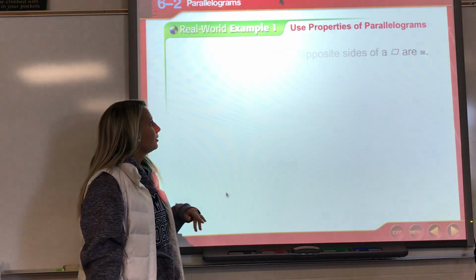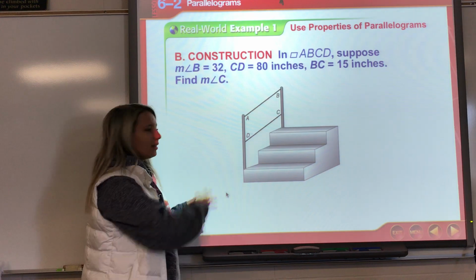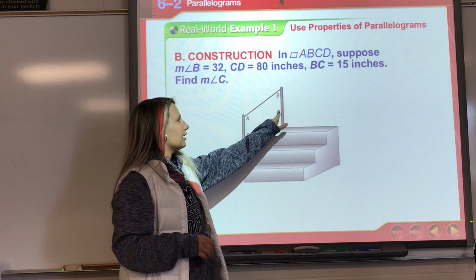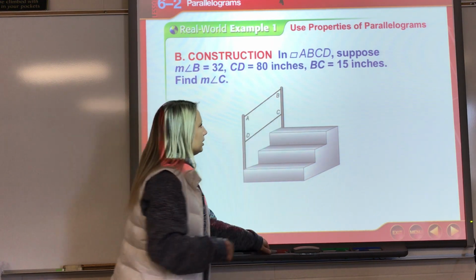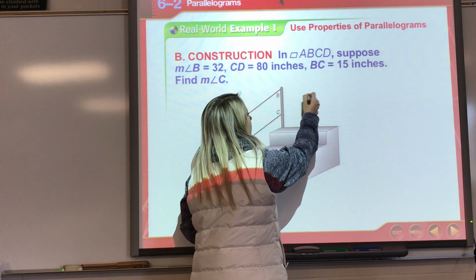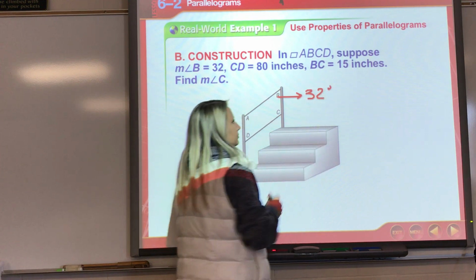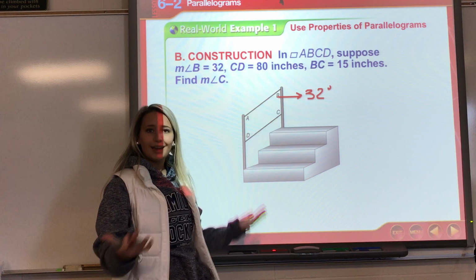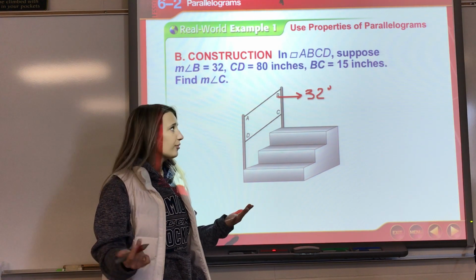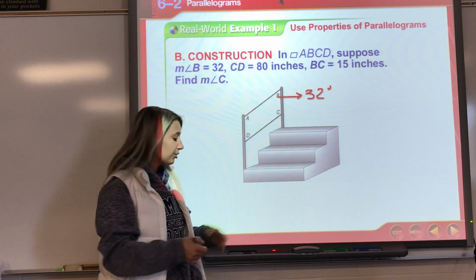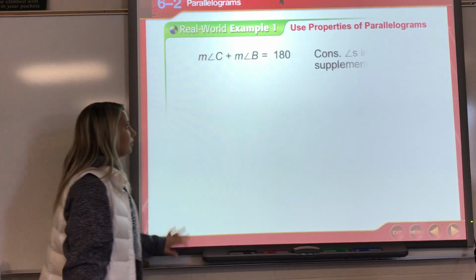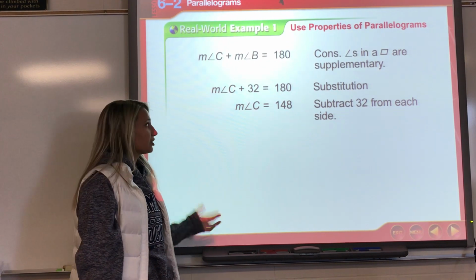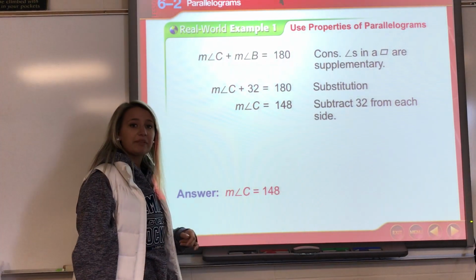There we go. Okay, now we have the same diagram. I lost my markings, but that's okay. Now we have to find the measure of angle C. Well, the measure of angle B was 32. Now, what do we know about the relationship between angle B and angle C? They have to add up to 180. So if I take 180 minus 32, we get 148. So the measure of angle C is 148.